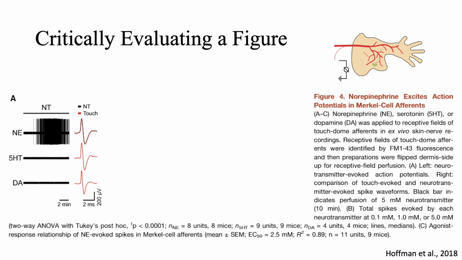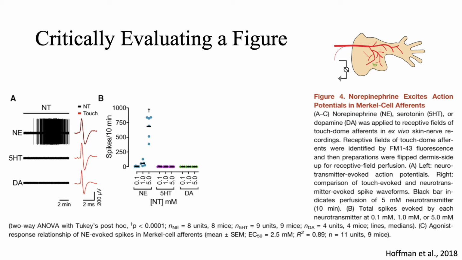Additionally, on the right half of panel A, the waveform of action potentials in the norepinephrine group matches that of those evoked by touch. This is not true in the other two experimental conditions. Let's see how this data looks when we look at the distribution of results in panel B. Panel B is a scatter plot demonstrating the response to neurotransmitter treatment across several recordings in several animals.